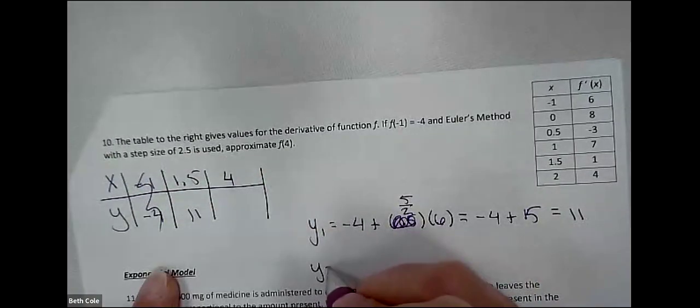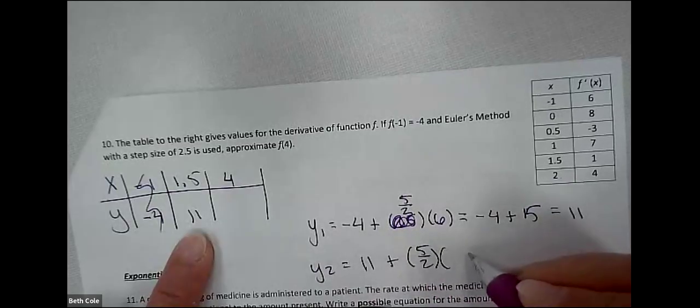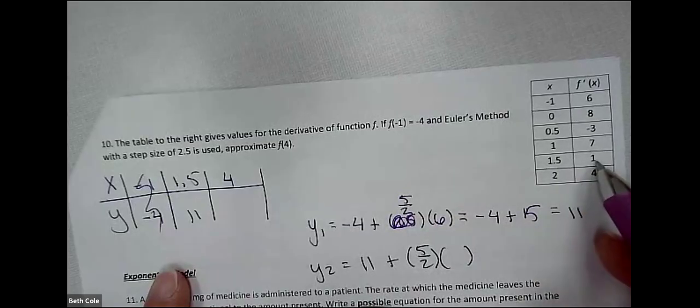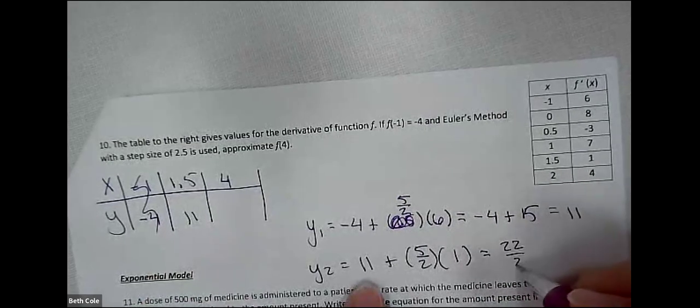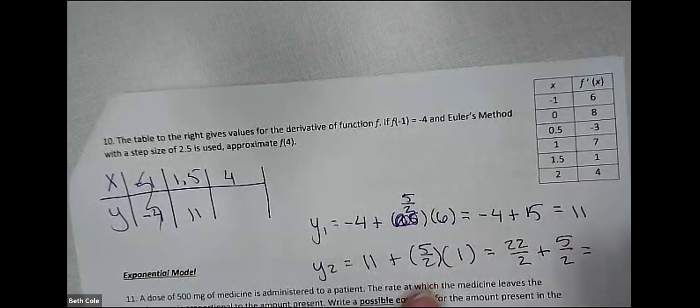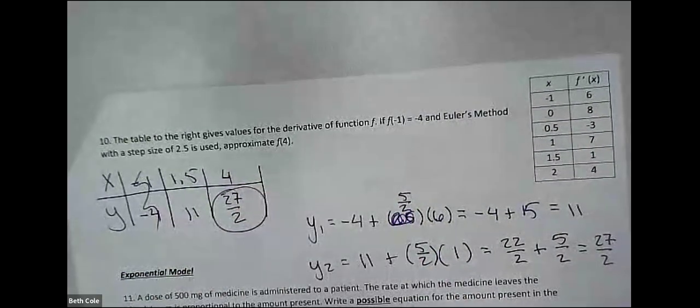Scribble this out one more time. We're going to take our 11 plus our step size, and then the derivative at the previous point. So when x is 1.5, that is 1. So this would be 22 halves plus 5 halves, so 27 halves. If they write it as a decimal, that would be, what, 13.5, 13.5.